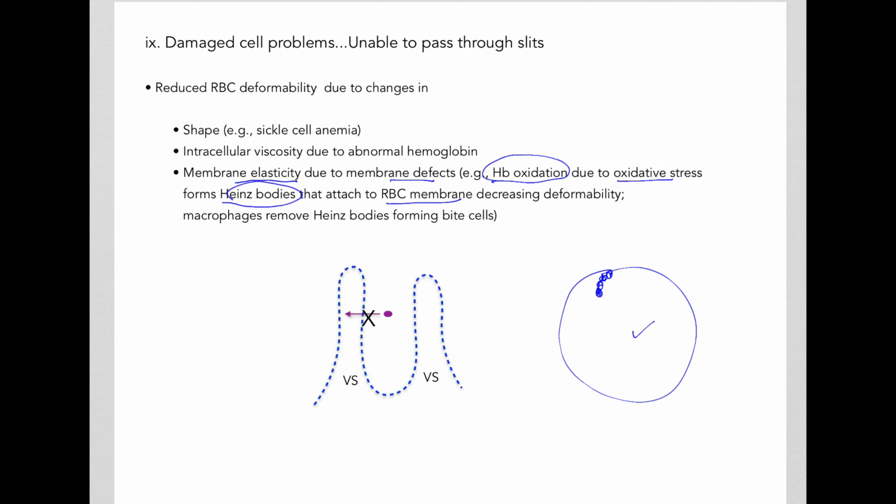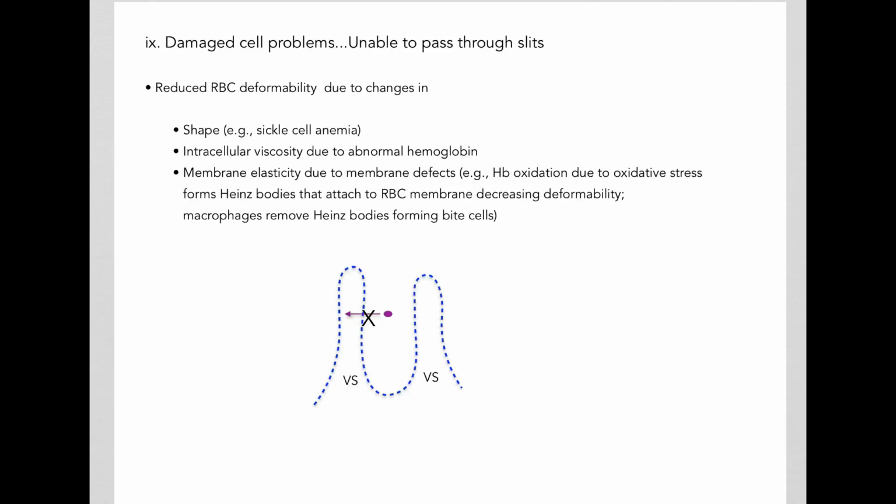So in this case of Heinz bodies, the macrophages actually will come and eat up the Heinz bodies, and the red blood cell becomes a bite cell. Then you'll see little what we call bite marks. So these are bite cells, red blood cells with sort of abnormal membranes, and we can see that under a microscope.